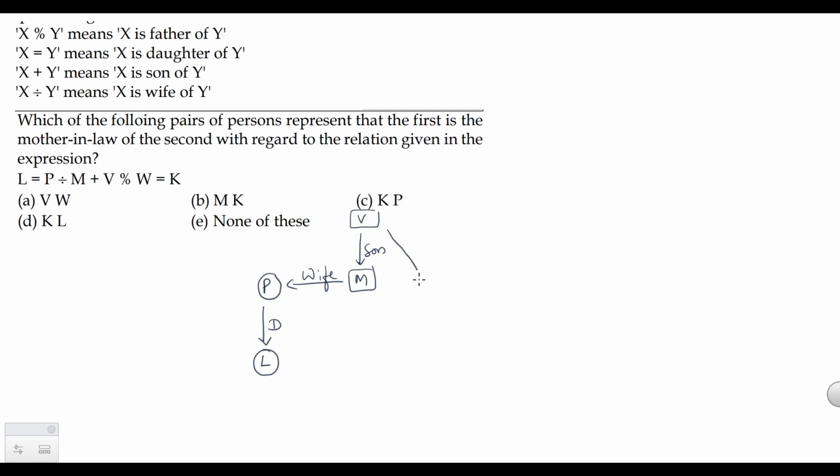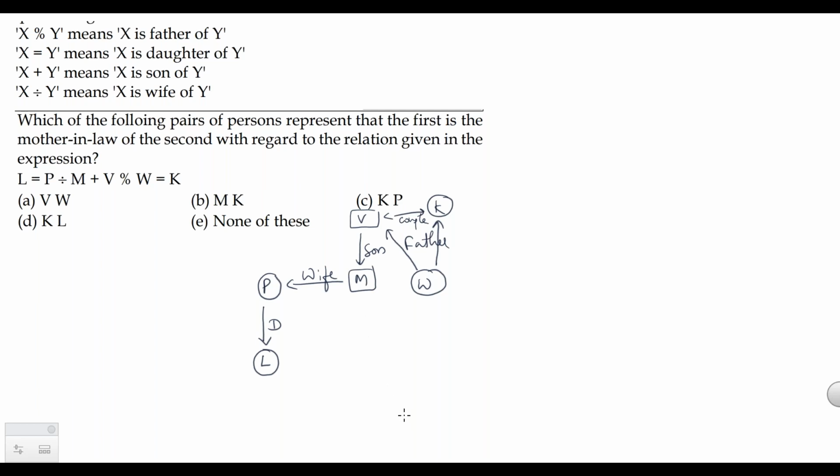I'm sorry. V is the father of W. V percentage W means V is the father of W. W equal to K. W is the daughter of K. So K must be mother because we already know V is the father. If K is mother, then these two are husband and wife.